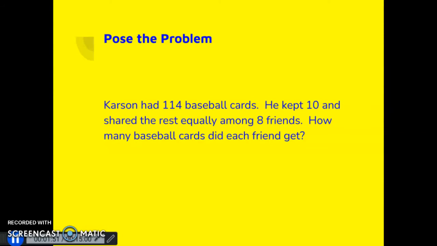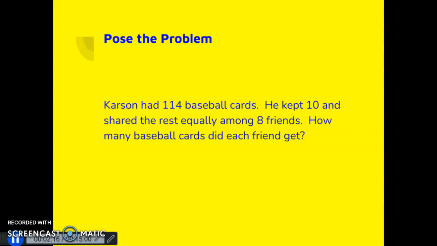Now, we've got to think about what information this problem is giving us. So when I read that problem again, now I just read it to get the general gist of the problem, but I'm going to read it again to really decide what information I need to know here. Carson had 114 baseball cards. He kept 10 of them.